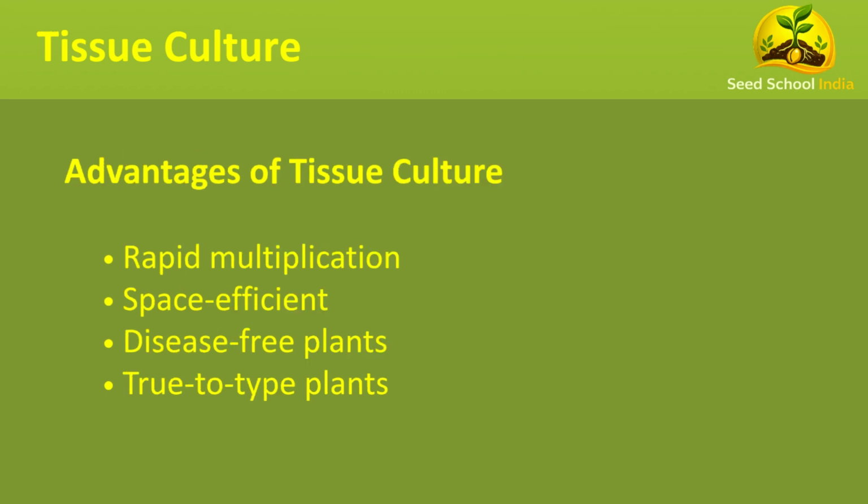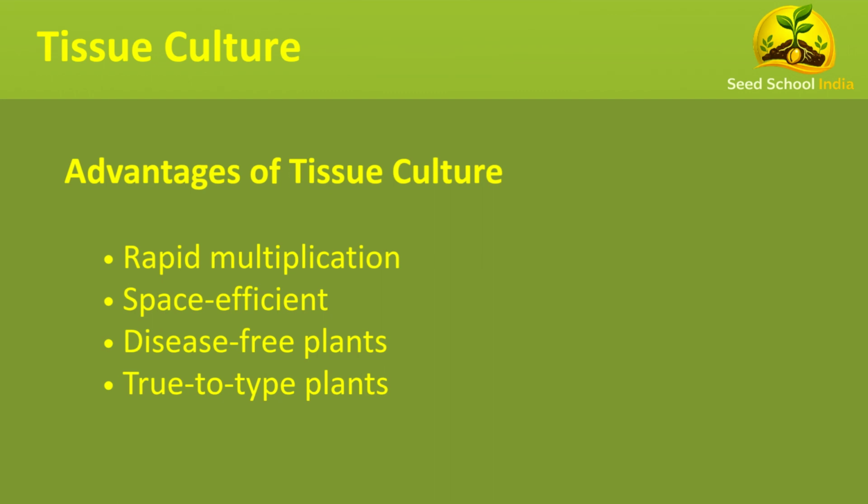Tissue culture offers several significant advantages that make it superior to conventional propagation methods. First, it enables rapid multiplication. Thousands of plants can be produced from a single explant within a short period. Second, it produces disease-free plants, especially when meristem culture is used. This is critical for crops like potato and sugarcane, where viral infections can severely reduce yield.